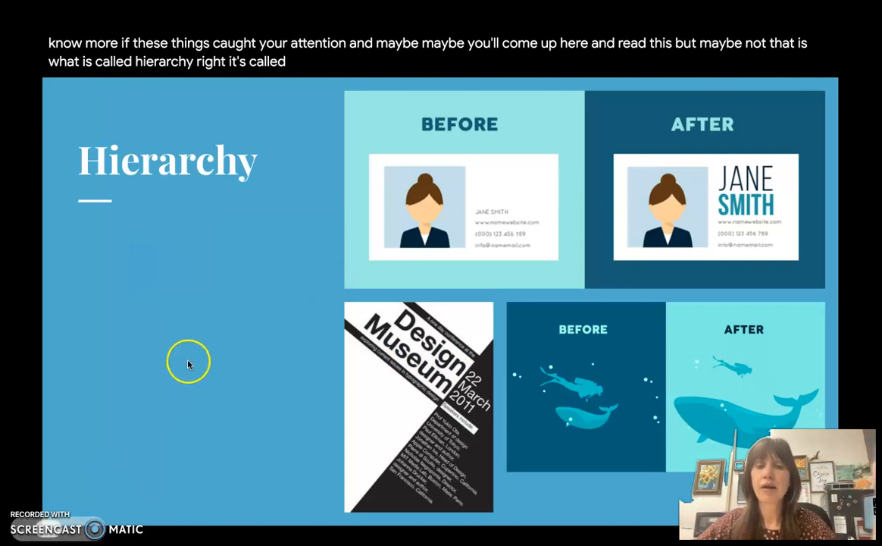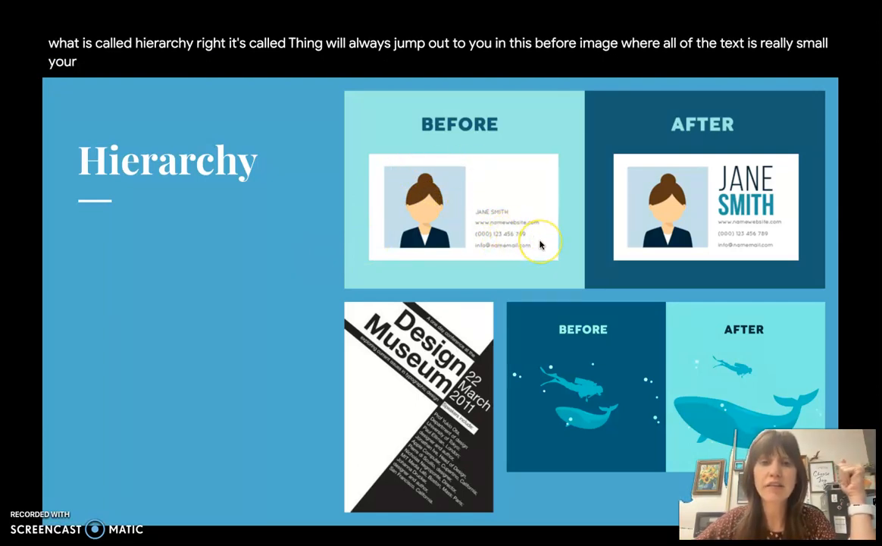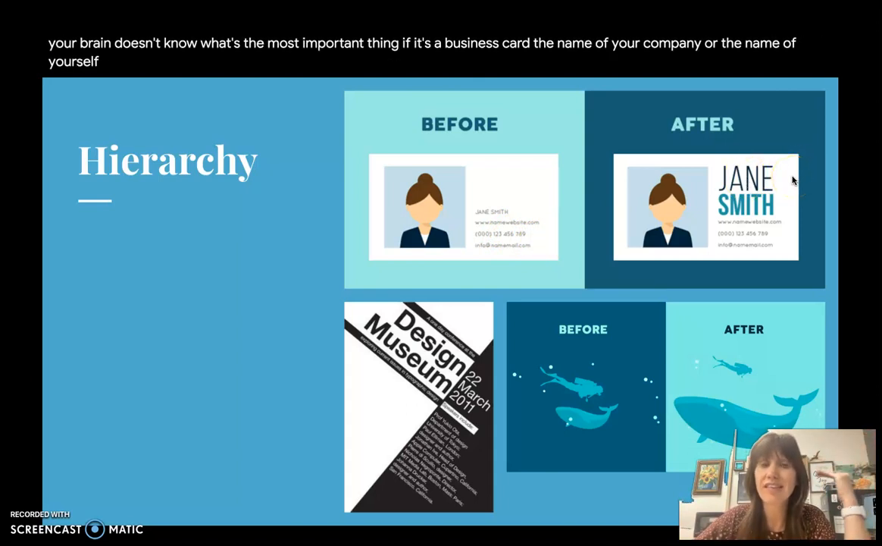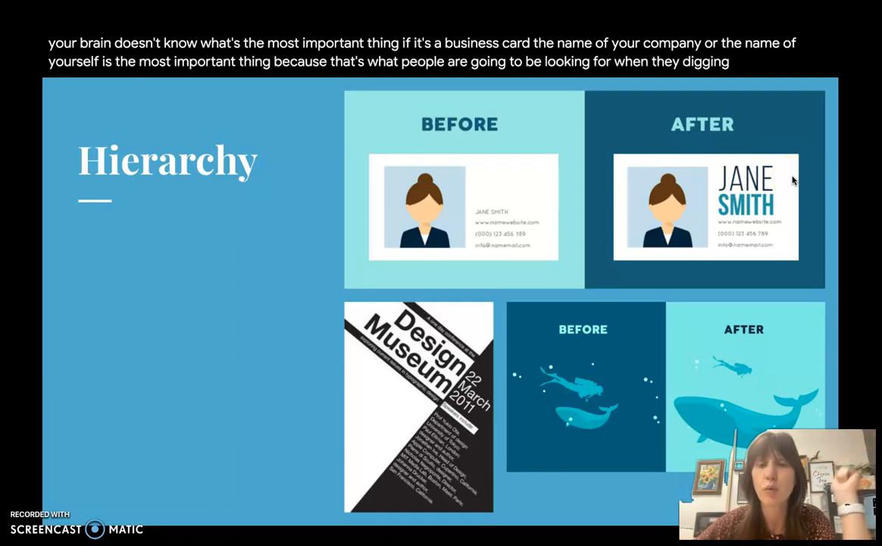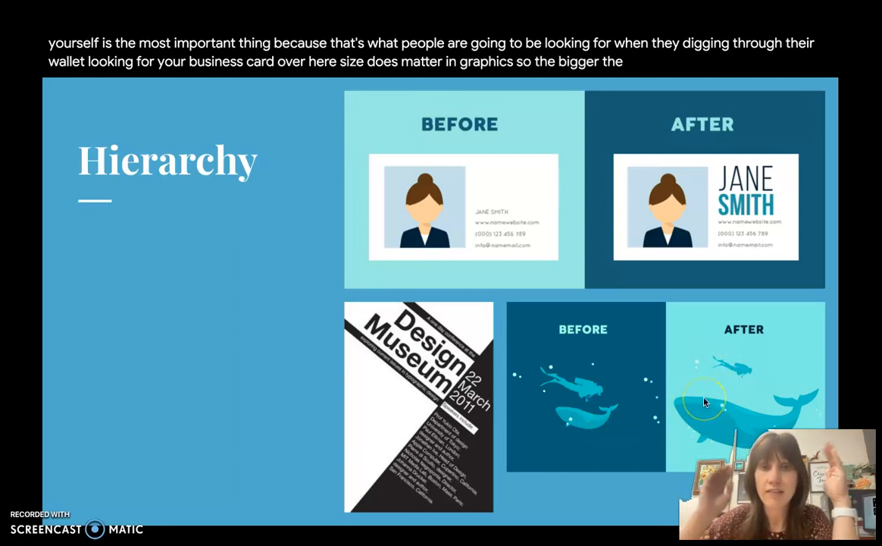It's called hierarchy because the most important thing will always jump out to you. In this before image, where all of the text is really small, your brain doesn't know what's the most important thing. If it's a business card, the name of your company or the name of yourself is the most important thing because that's what people are going to be looking for when they're digging through their wallet looking for your business card. Over here, size does matter in graphics. So the bigger the thing is, that's the first thing that your eyes will see.